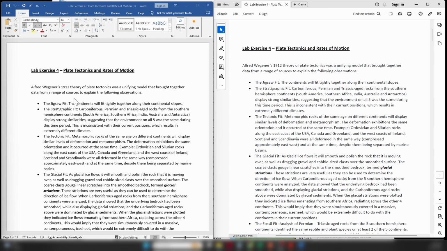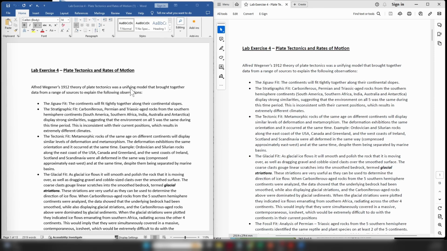So the lab itself begins with a discussion of Alfred Wegener's 1912 theory of plate tectonics, and this is a unifying model. Alfred Wegener's model brought together several strands of data, and it produced an overriding explanation for each of these different data sets. By having this grand model, it allowed each of these data sets to be explained. Whereas if you dealt with each of the sets individually, it would maybe have been difficult to come up with a solid explanation. As soon as you combine them all together, you can come up with one solid explanation as to what you are observing.